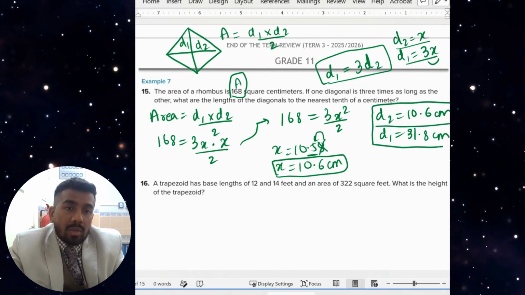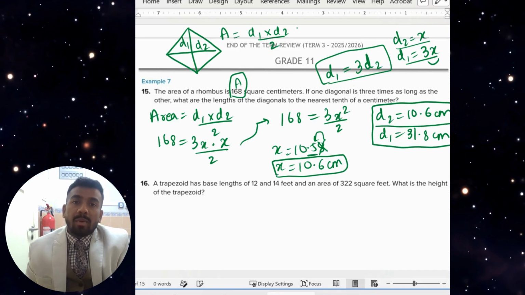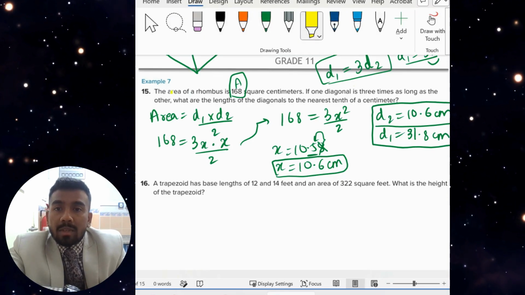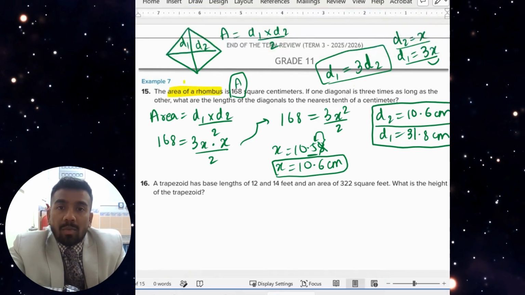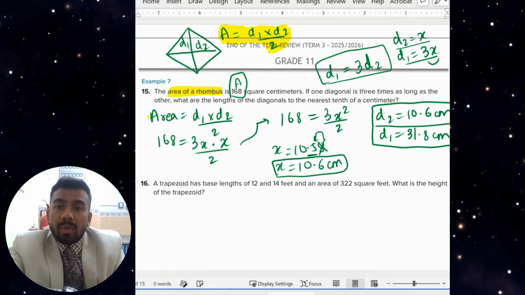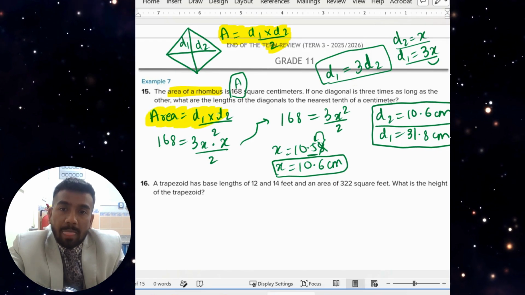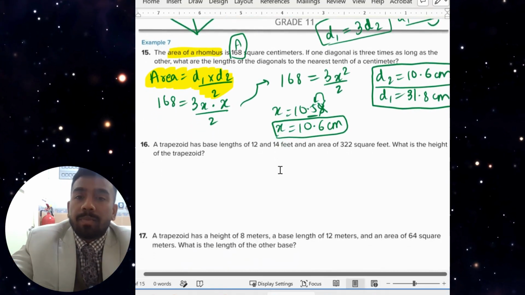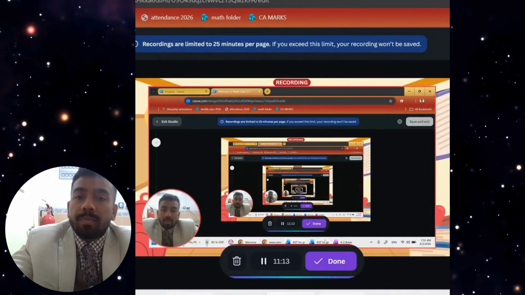Understood? So in this question, the only thing you need to remember is this formula. Okay, that's the area of a rhombus. So what's the area of a rhombus formula? This one. d1 times d2 over 2. Okay, all these formulas are one and the same. Understood? Okay, let's go to the next one.